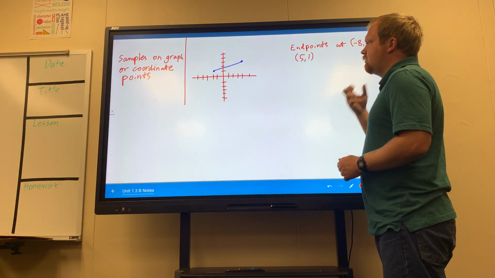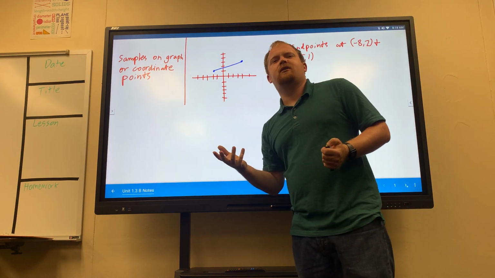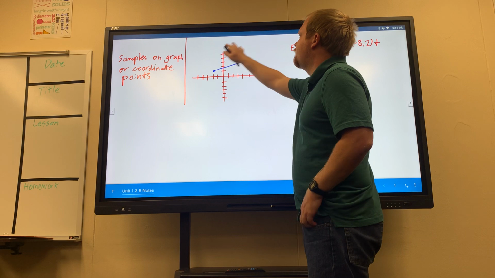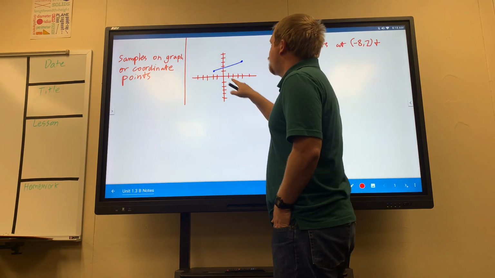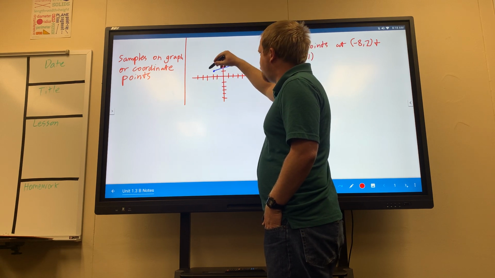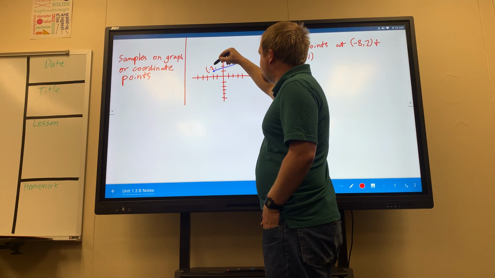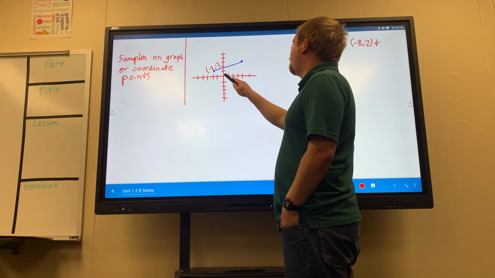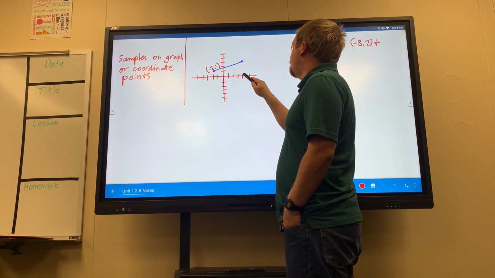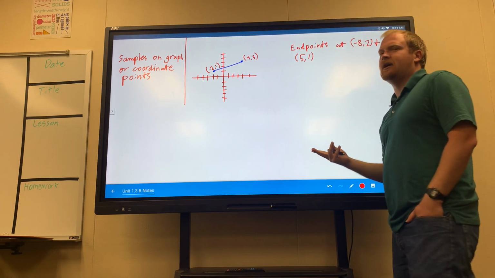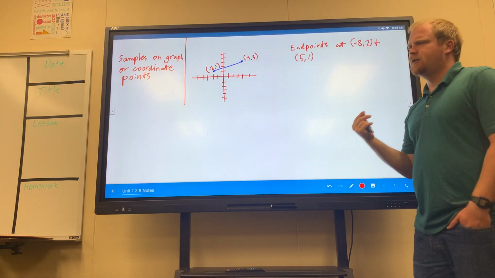Now, what about samples on a graph or a coordinate grid? How are we going to be able to find that? Well, first off, on this graph, let's look at the points that we have. First, I just want to identify the points. So my first point is -2, 1. My second point, 1, 2, 3, 4, 1, 2, 3. So the 2 points that we have are (-2, 1) and (4, 3).